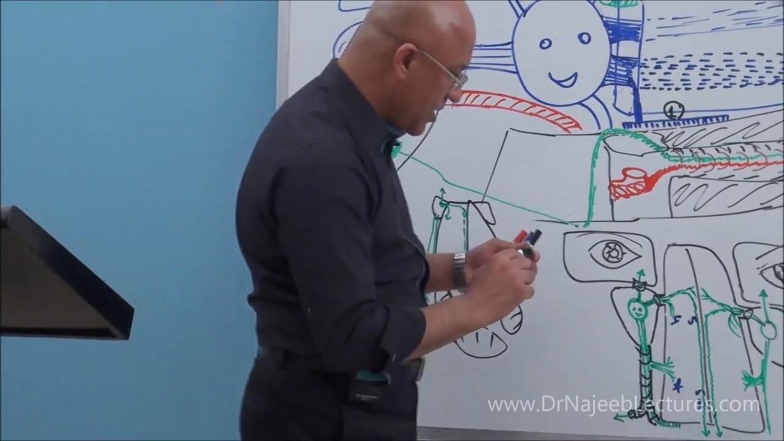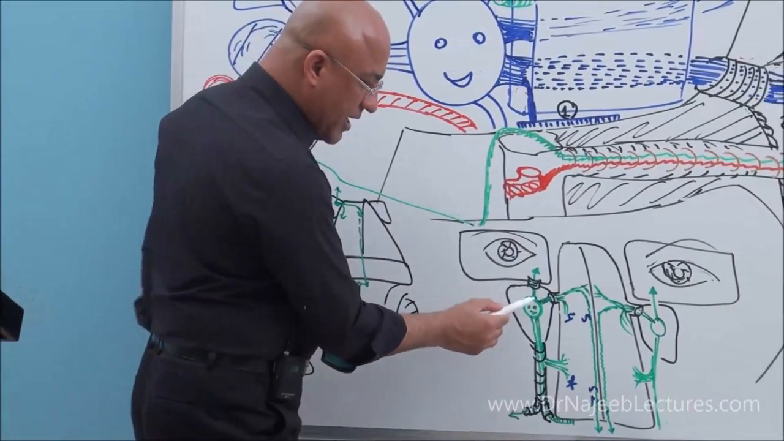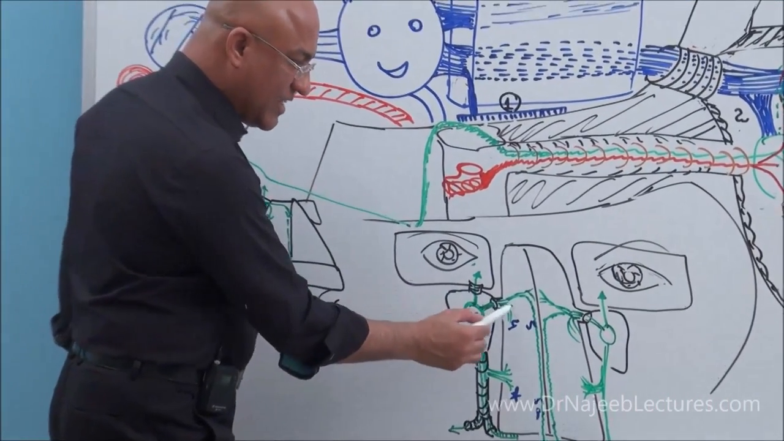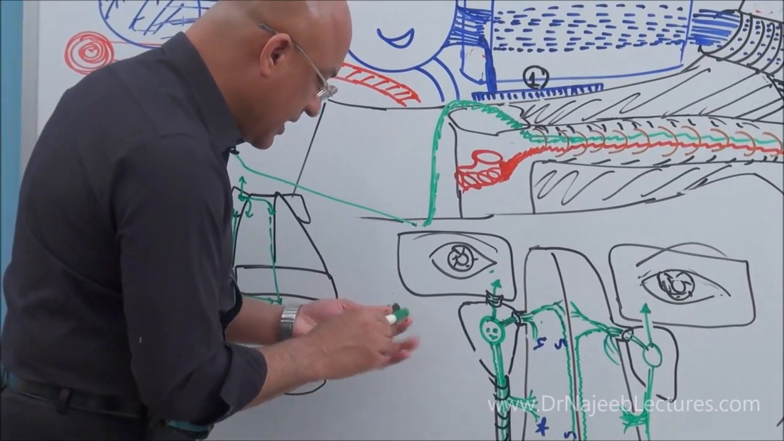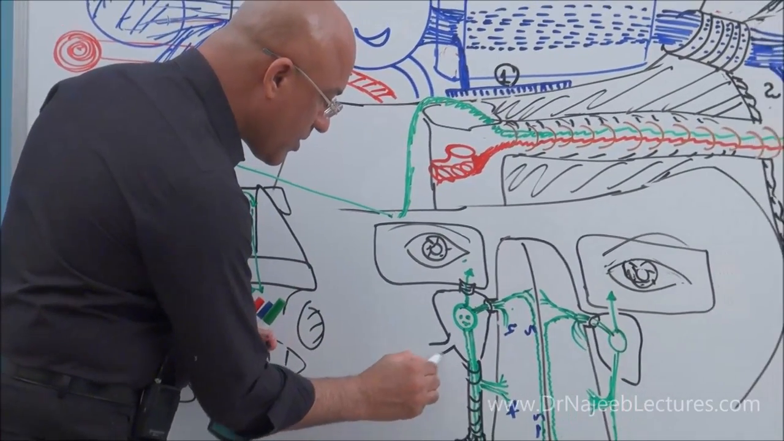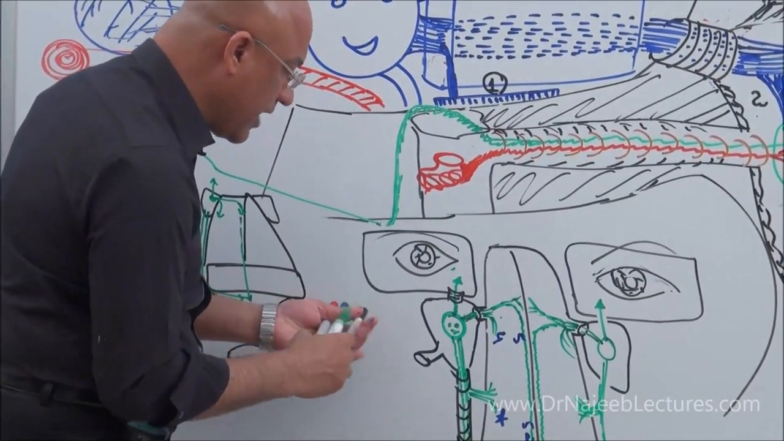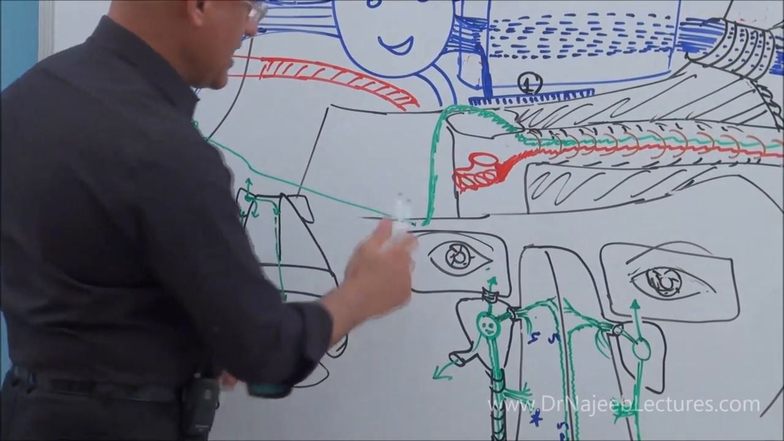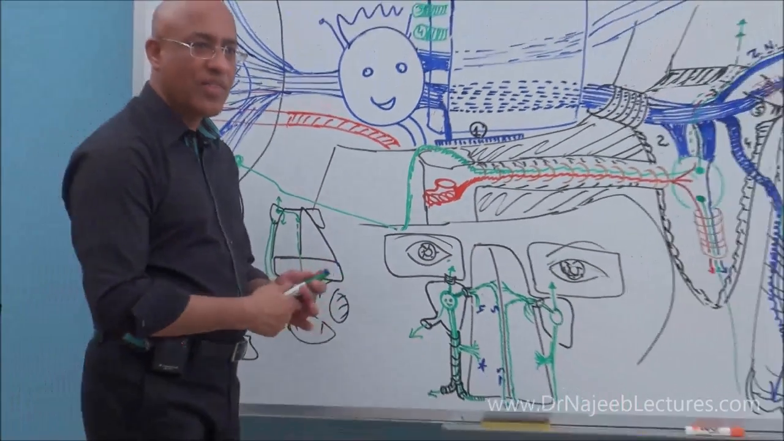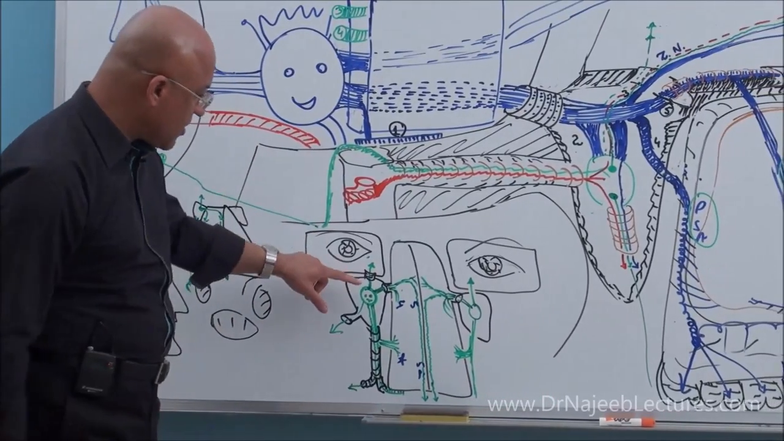Now come here. Tell me rapidly. Orbital branch, nasal branches, palatine branches, and from here it is going. What is this? Palato? Vaginal. Is that right? Yes. Any question here? No. Now, few important things.